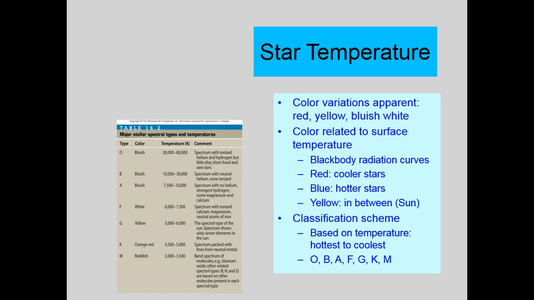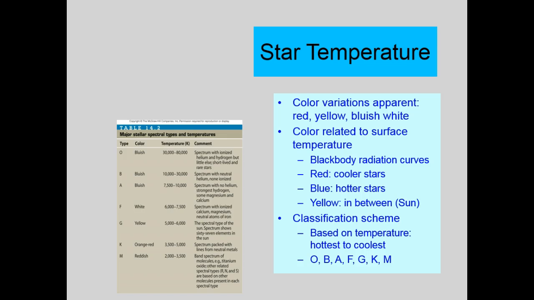Neutral atoms of iron, which is interesting, because iron turns out being the most prevalent atom in the universe, in some senses, especially in solids, so I'll put it that way, okay? We'll get to that later, okay? Then we get the good old G in the middle with yellow, and that's where we live. 5,000 to 6,000, we're 5,800, remember, K on our surface temperature of our sun, not us. The spectral type of the sun, the spectrum shows 67 elements in the sun. Guess how many elements we have here on Earth? Naturally occurring.